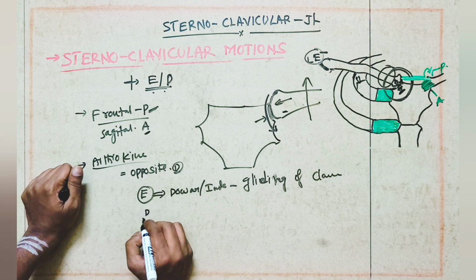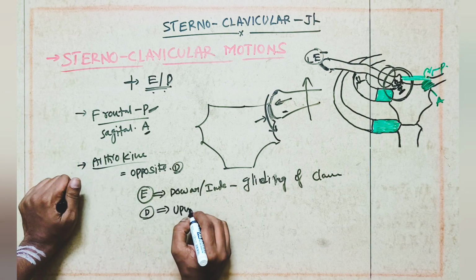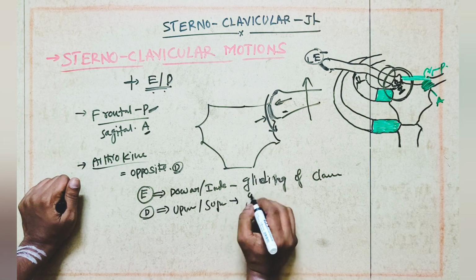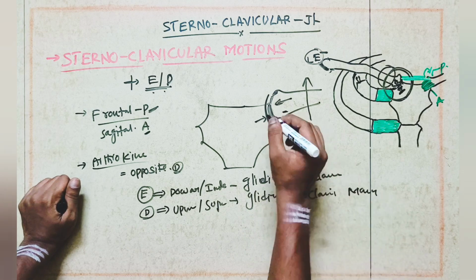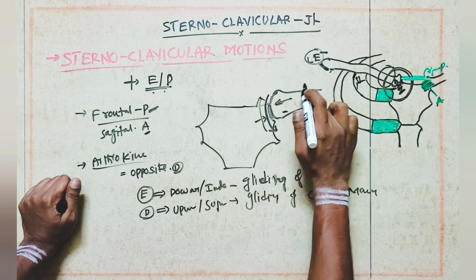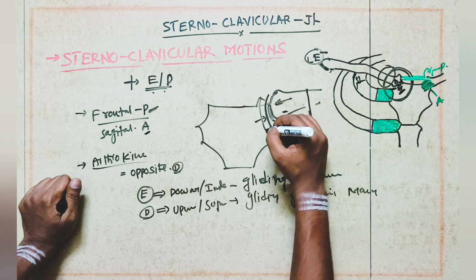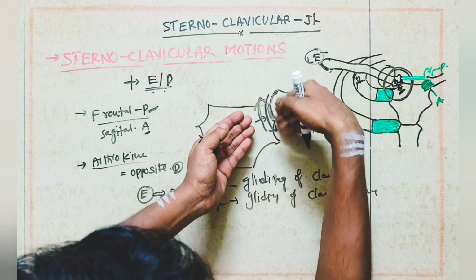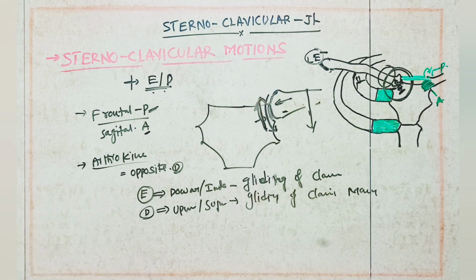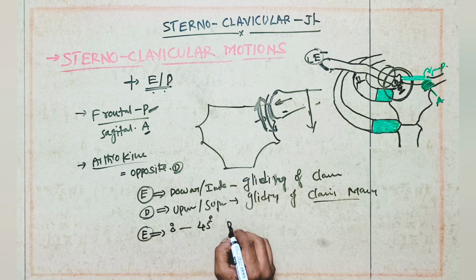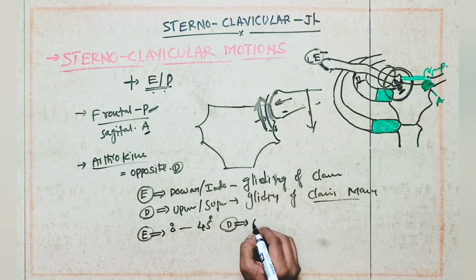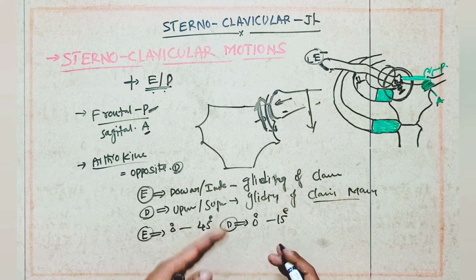Understood the point? If you are doing depression, there is upward or superior gliding of the clavicle over the manubrium. If the patient is doing depression, like downward movement, then the arthrokinematics inside the articular surfaces will happen in the upward direction. So this is about arthrokinematics. What is the normal range of elevation? 0 to 45 degrees is the normal range of elevation. For depression, the normal range of motion is 0 to 15 degrees.